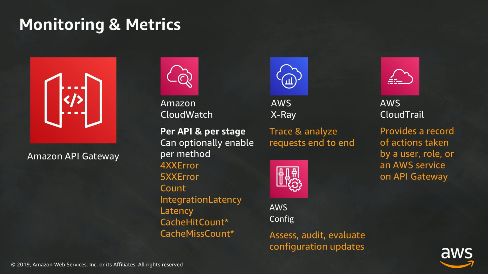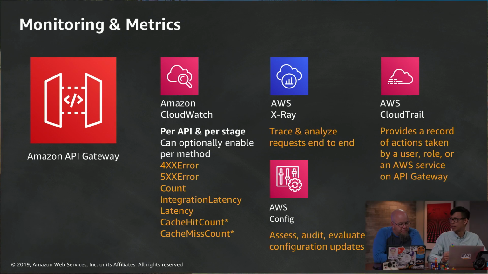So the first, most basic is Amazon CloudWatch metrics integration. Out of the box, we provide 7 metrics, and you can optionally enable those metrics at the per API and per stage level, and actually per stage and per method level. So you can get some more granularity into where in the API it's throwing these errors or generating these metrics. And next, we also have AWS X-Ray integration. AWS X-Ray lets you trace a call going from the client all the way back to the back end, and then back to the client.